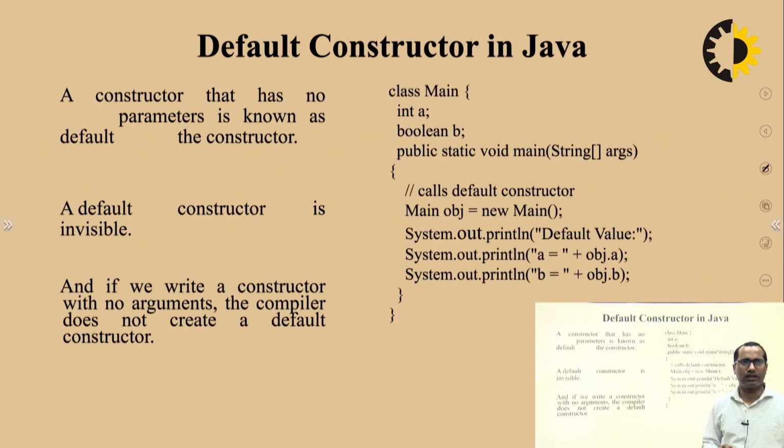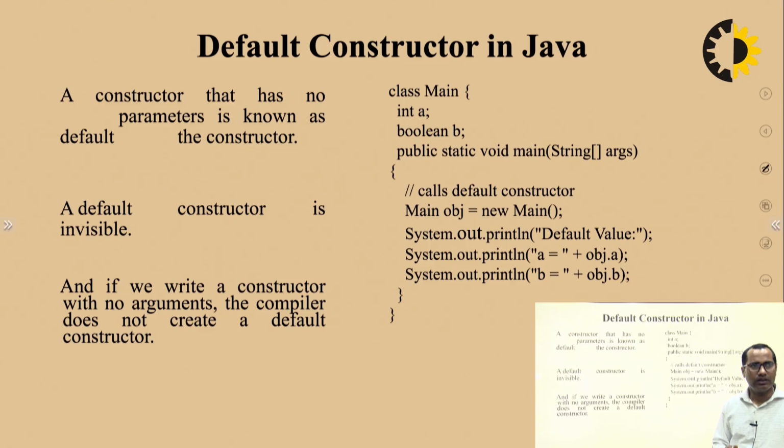So what is the default constructor in Java? A constructor that has no parameters and is automatically called when the object is created is known as the default constructor. But the default constructor is invisible. We don't need to write it. That means it is not visible and it is implicit in Java. If we write a constructor with no argument, the compiler does not create the default constructor.